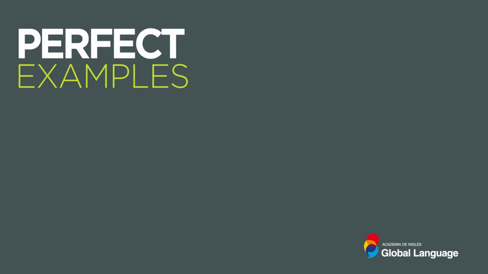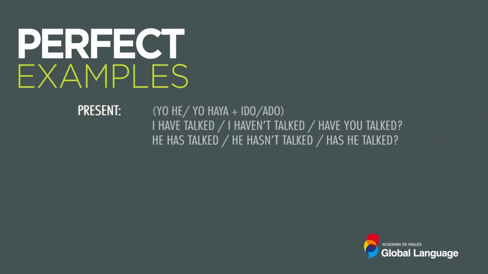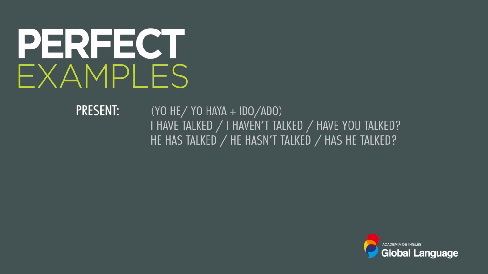Perfect examples. Present. Yo he, yo he, más ido o hado. I have talked. I haven't talked. Have you talked? He has talked. He hasn't talked. Has he talked?